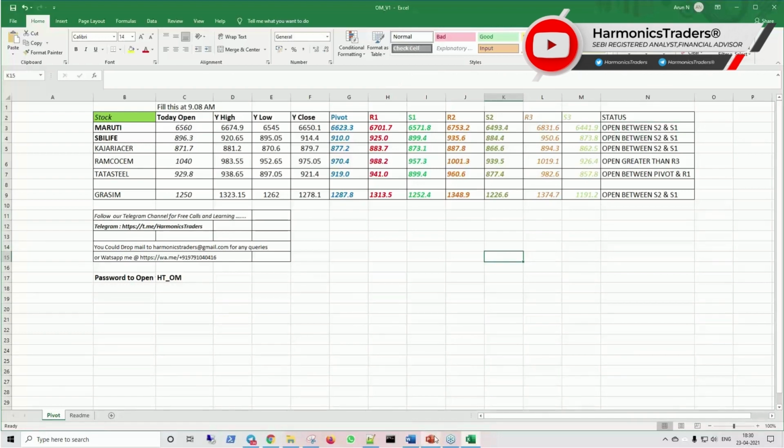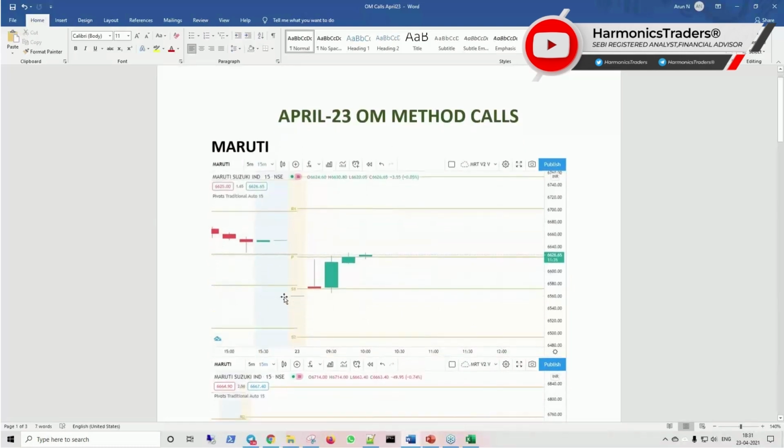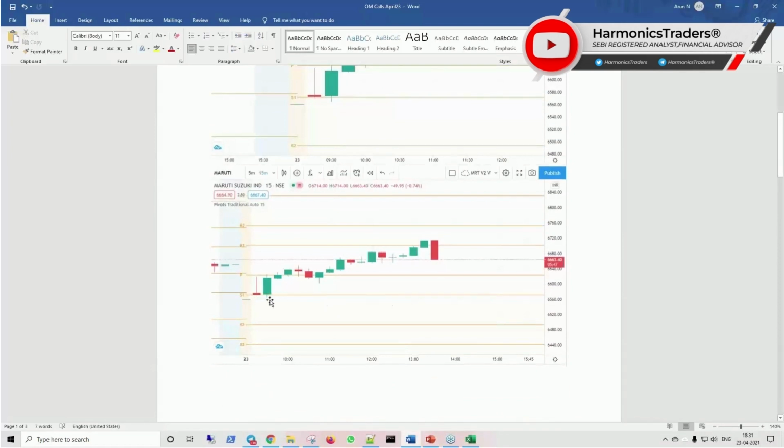So we'll just see how it moved. This is what the opening was. So the open was between S1 and S2. After the first candle is completed, we'll be initiating long in this particular trade. So where to go for long? At S1. Now what happened? It just took support at S1, or you can even say there was a double bottom at S1 and it started to move up.